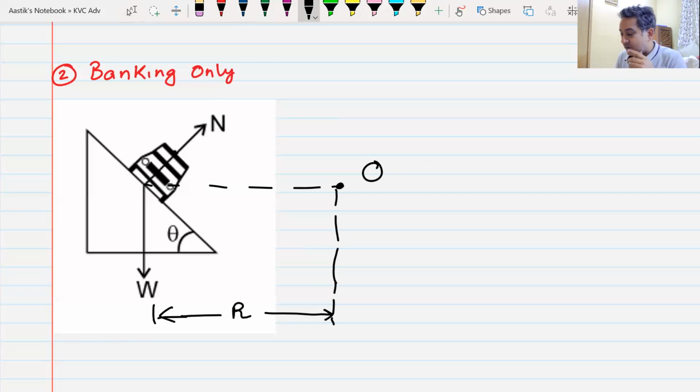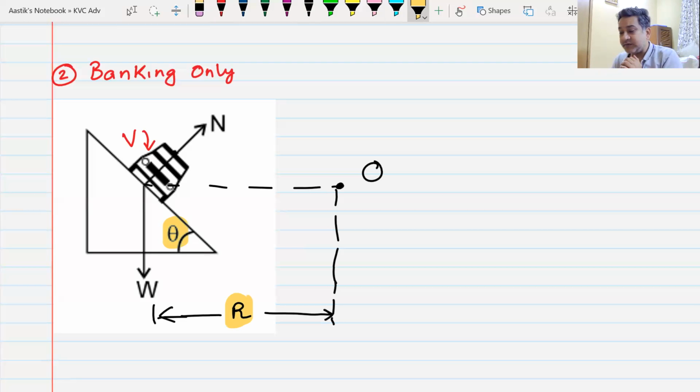Can you tell me what is the max? We have to find out the value of V for which this can safely turn. What all things are given to you? Theta is given to you. Radius of the circle is given to you. And g is given to you. Can you tell me the speed at which you can turn only using banking, not friction?